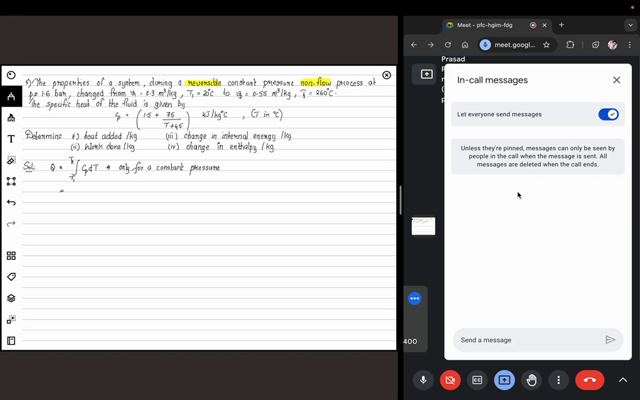So here we know the value of Cp. The initial temperature also is given as 20 to 260.